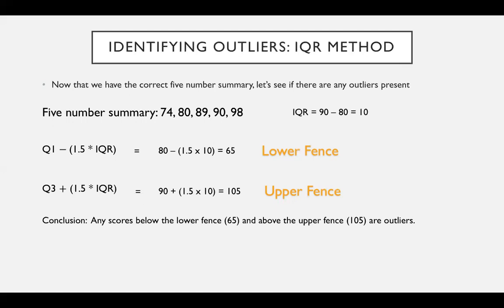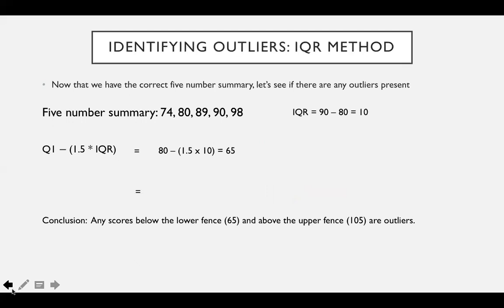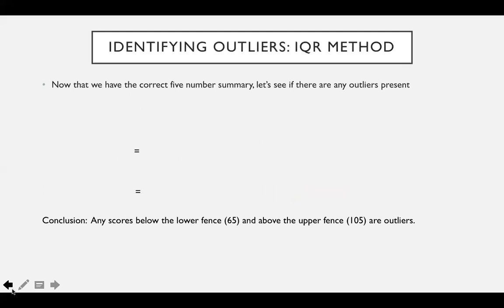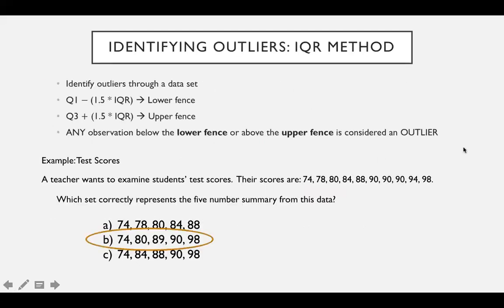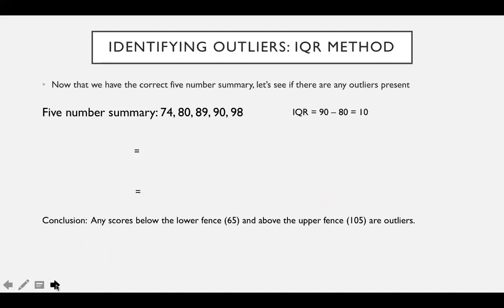So now all we have to do is look at our data set from before, which I'll actually just pull back up, and see if there are any numbers below 65 or greater than 105. So we look, and our lowest number is 74, which is greater than 65, and then our highest number is 98, which is less than 105. So no, we don't have any outliers present.